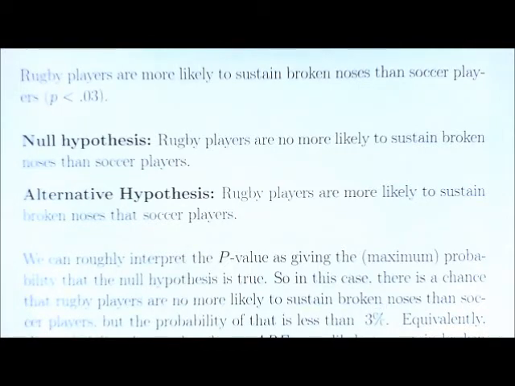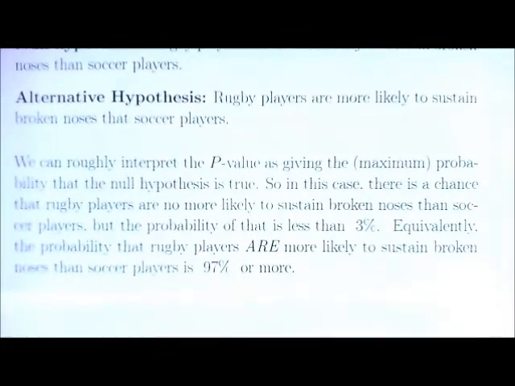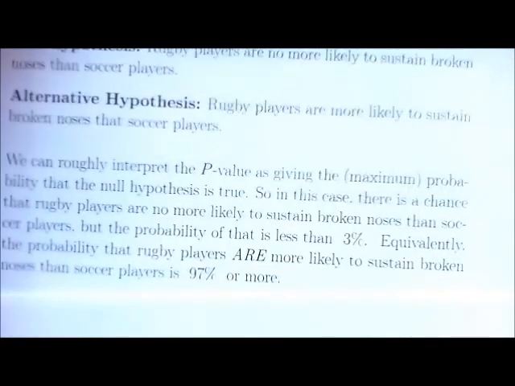So in this case, there's a chance that rugby players are no more likely to sustain broken noses than soccer players, which is the null hypothesis, but the probability of that is less than 3%. So the equivalent statement would be, of course, that there's at least a 97% chance that rugby players are more likely to sustain broken noses than soccer players.